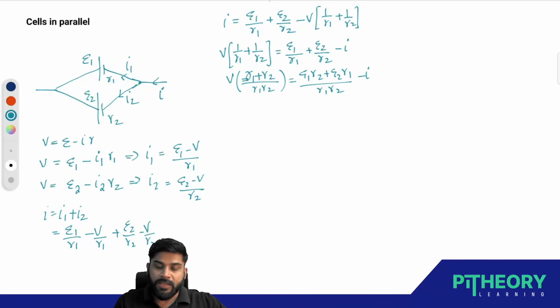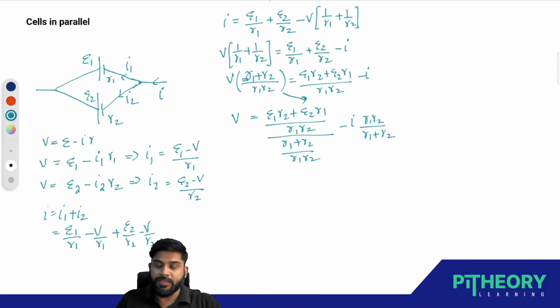Now this term in the bracket, I'm going to take to the right hand side. So V is equal to epsilon 1 R2 plus epsilon 2 R1 divided by R1 R2, divided by R1 plus R2 divided by R1 R2, minus I divided by the same, which means R1 R2 divided by R1 plus R2. I took the reciprocal and multiplied. Here R1 R2 will get cancelled. You'll get epsilon 1 R2 plus epsilon 2 R1 divided by R1 plus R2 minus I into R1 R2 divided by R1 plus R2.